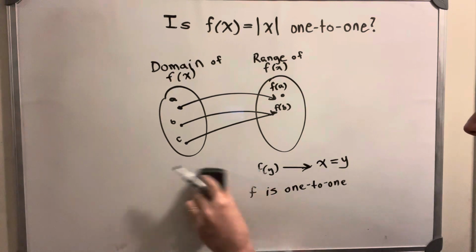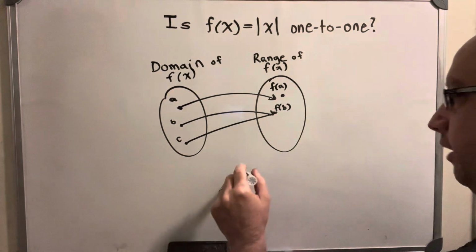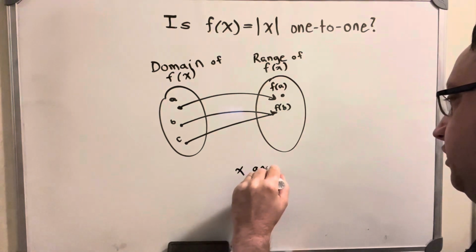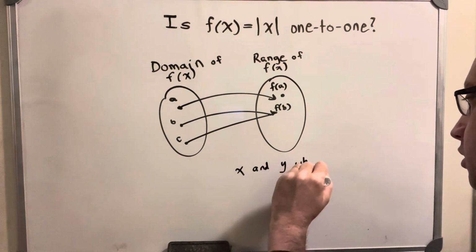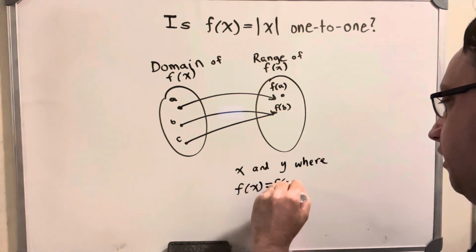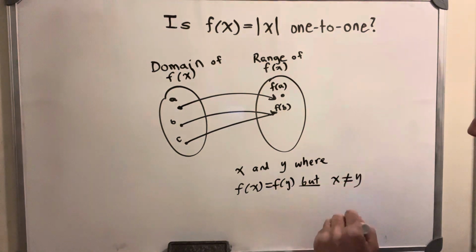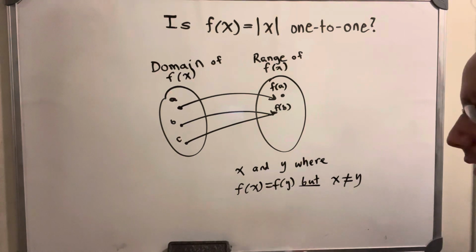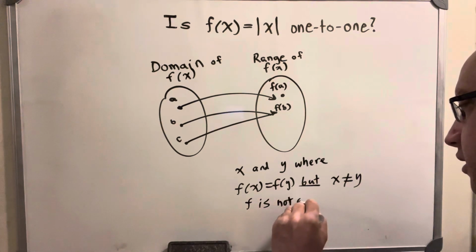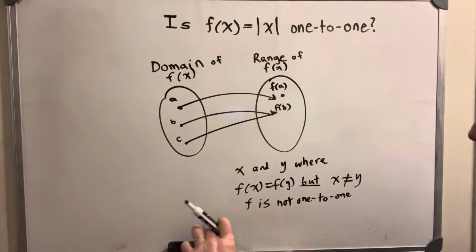Now, if we use a definition like that, and if we find two values, say x and y, where f of x equals f of y, but x does not equal y, then f is not 1 to 1.